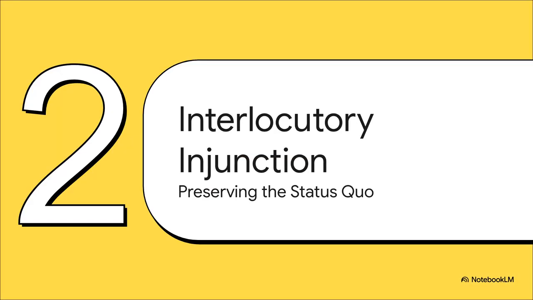All right, let's open up the toolkit. First instrument we're pulling out is the interlocutory injunction. Its job is pretty simple, really. It's all about preserving the status quo. Keeping things as they are until the court can make a final call. And its authority? It flows straight from the broad powers of Section 23.